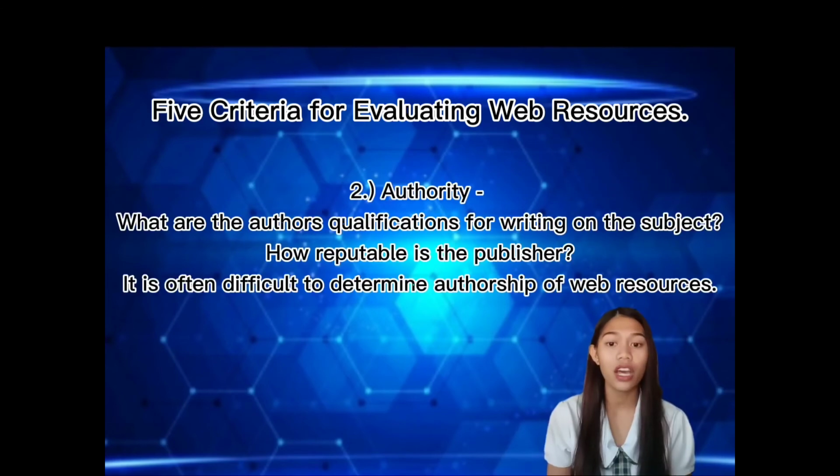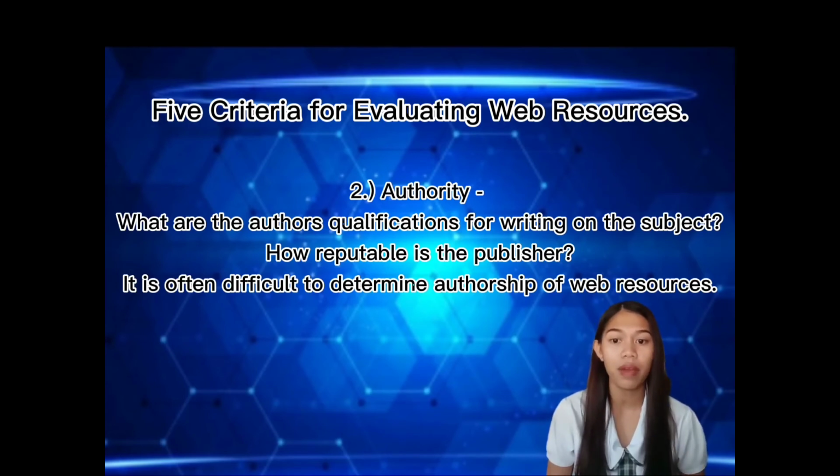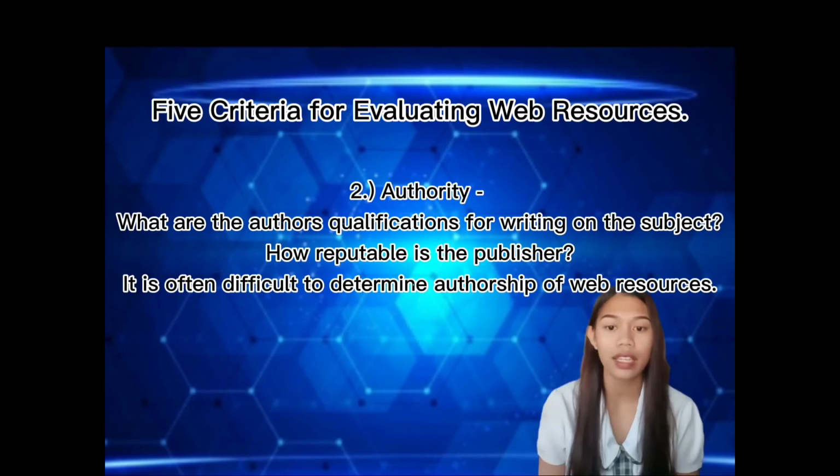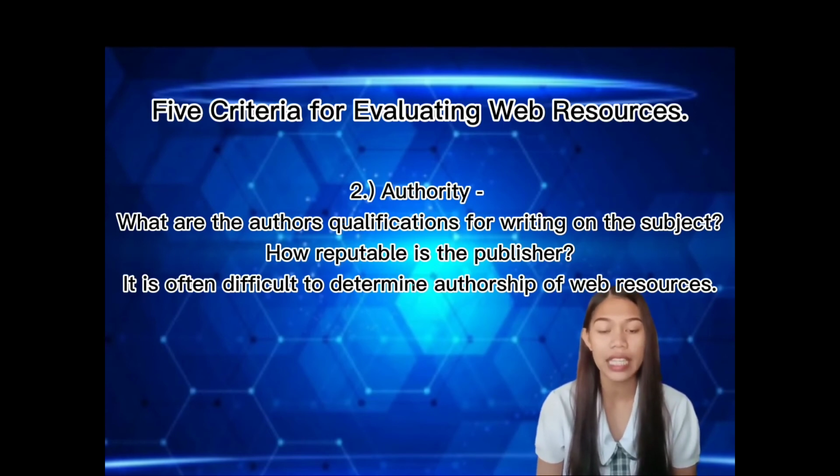Second is authority. What are the author's qualifications for writing on the subject? How reputable is the publisher? It is often difficult to determine authorship of web resources. When we say authority, it is a power or control in a particular area. Then if we check a website, let us check if the authors meet the qualifications for writing on the subject.